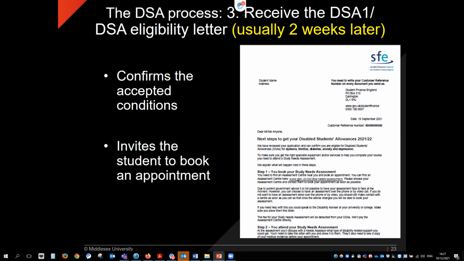If the student hasn't been approved for one condition or more, let's say they haven't submitted medical evidence that Student Finance accept, this would also be included in the letter, and they would be advised what to do next. So a student may receive a letter which confirms one condition and not confirm two others. The letter will clarify what to do next. And if they've been approved, the student will be invited to book the appointment for a study needs assessment. This is under step 1 in that letter. And this letter, because it's digital, contains a link where the student can click.